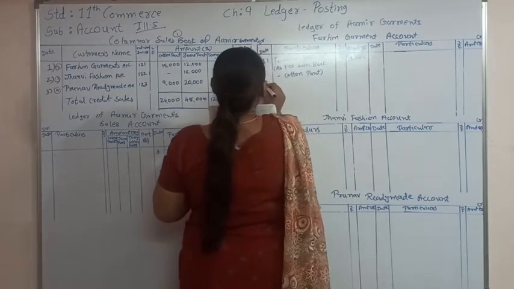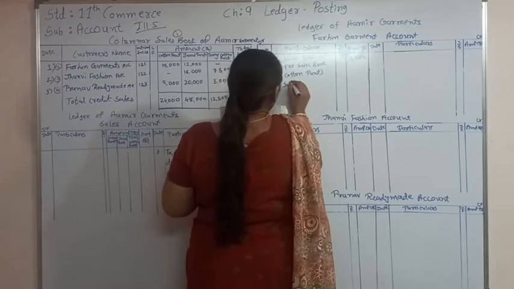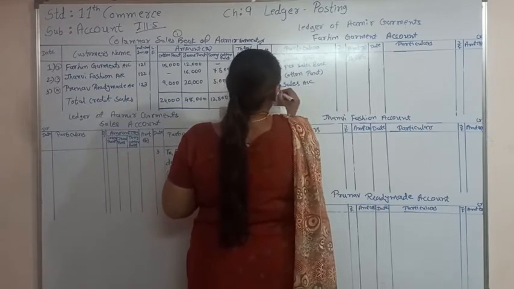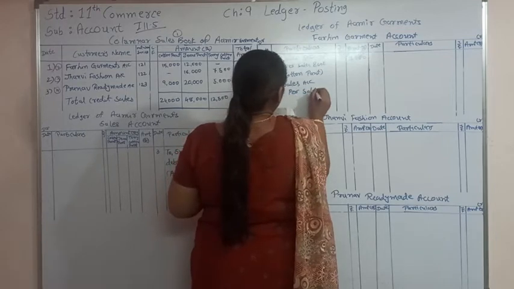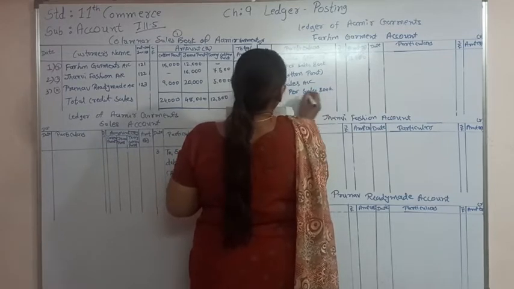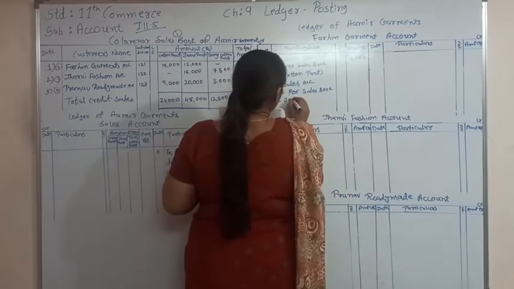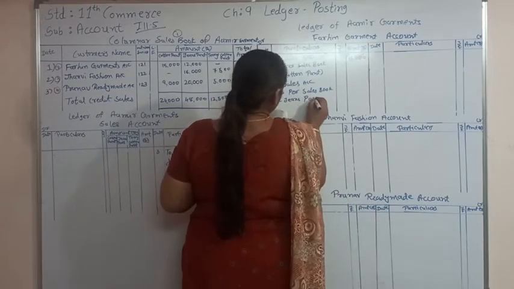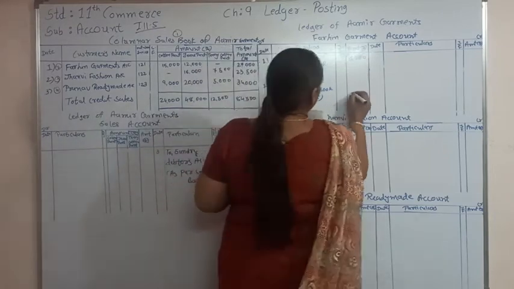And here again we are going to write down to sales account, and as per sales book. And now it is jeans pant, and that will be 12,000.